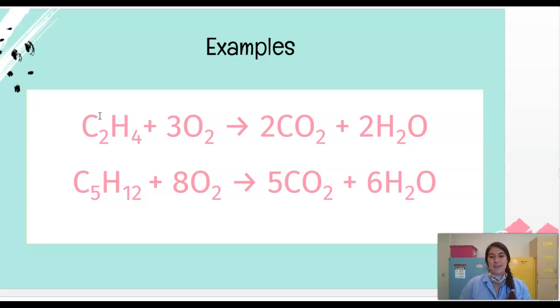So here are your examples. So that's what I was saying about those little numbers changing, your little subscripts. This first one is ethene, this is pentane. I will always give you the formula for your fuel, okay? And so here's your fuel reacting with oxygen, and then you can see every single time the products are going to be carbon dioxide and water. And that's it. Those are the 5 reactions that we need to learn.